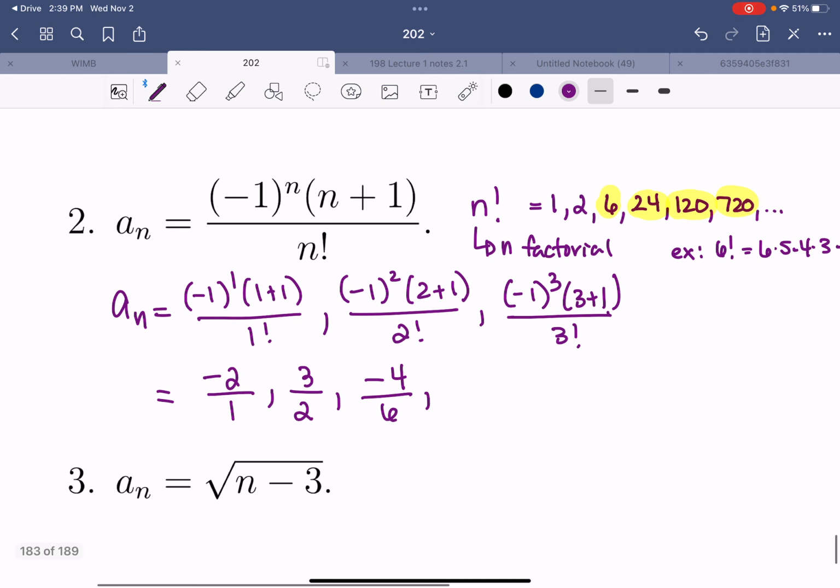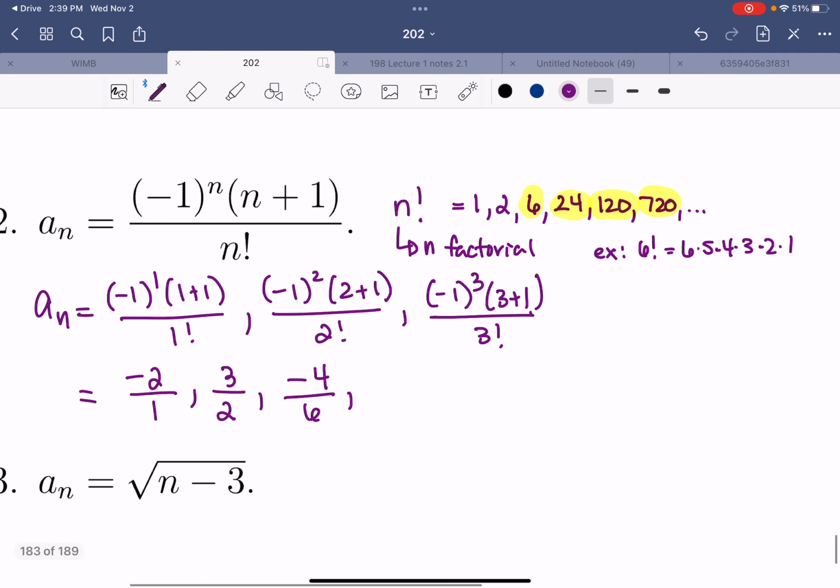Then we want the fourth term. So negative 1 to the 4 would be a positive 1. 4 plus 1 would be 5. And 4 factorial is 4 times 3 times 2 times 1, which is 24.